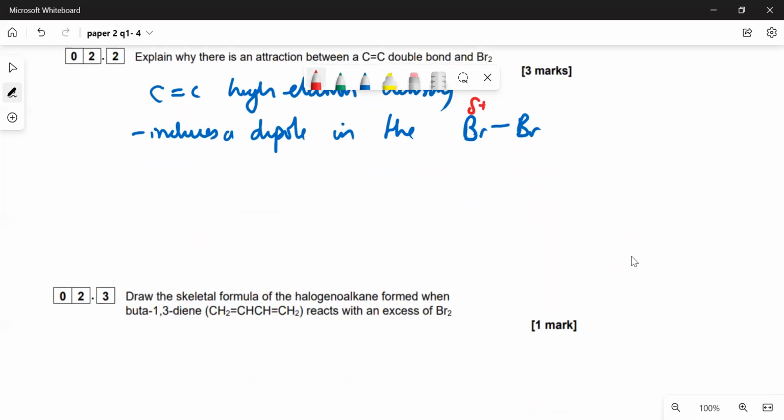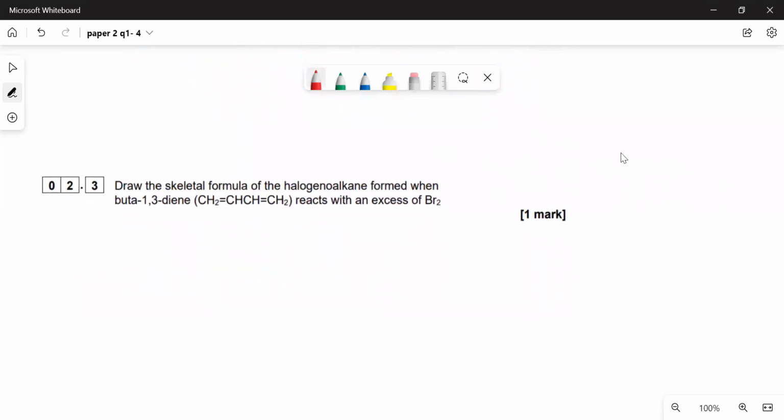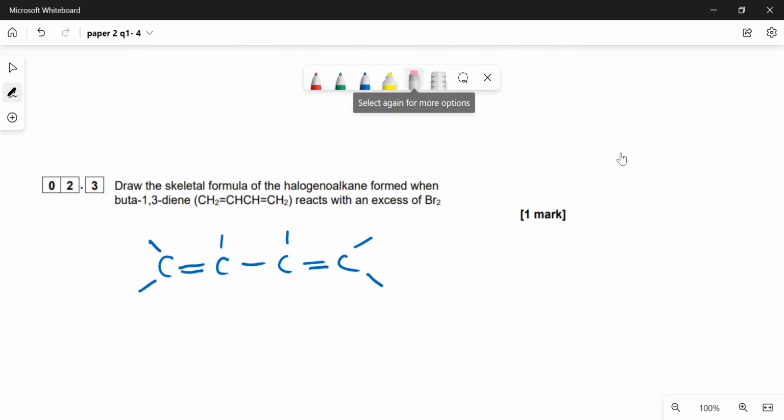Draw the skeletal formula of the haloalkane formed when 1,3-butadiene reacts with an excess of bromine. Okay, so we just draw 1,3-butadiene out. You've got double bonds there and there. These are hydrogens. I won't bother drawing all the hydrogens on. What's going to happen is you're going to get an excess of bromine, so bromine is going to add across both double bonds. So first of all, you're going to get that there, and then that one as well.